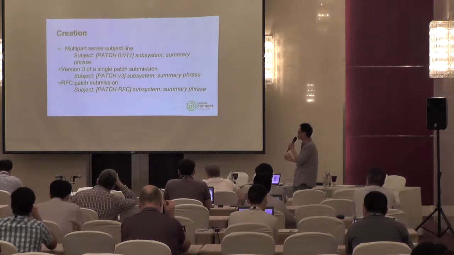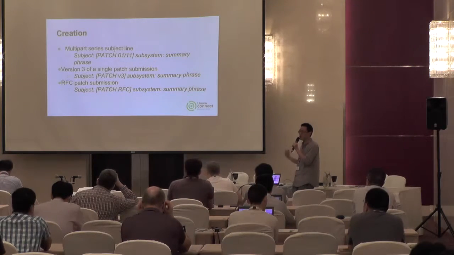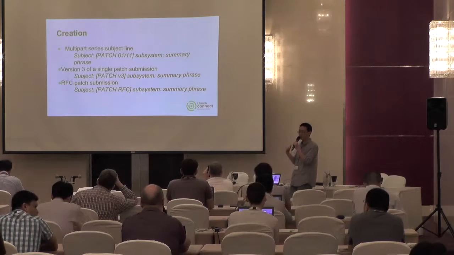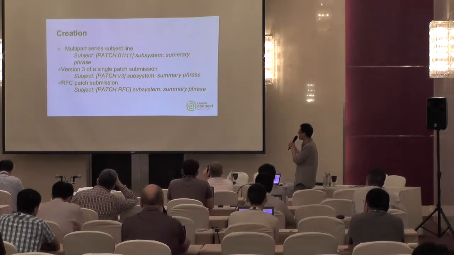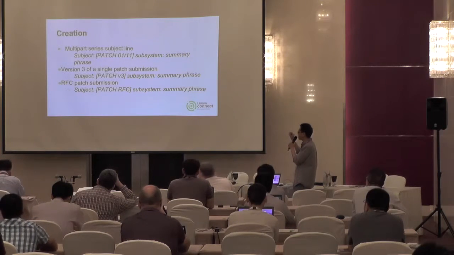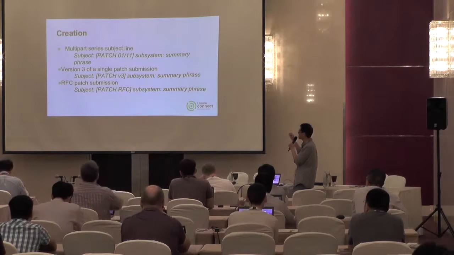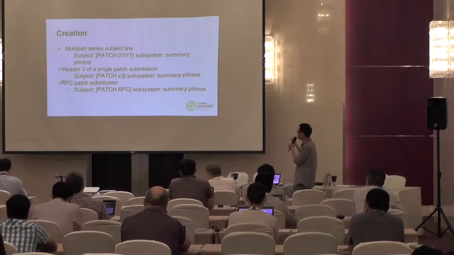When we send out patches, there are usually two different formats. One format is to send the patches as a series, so multiple patches are sent out at one time. The other is to send only one patch. If you send patches as a series, there will be a number to indicate, for example, 1 of 11. That means there are 11 patches, and this is the first one.